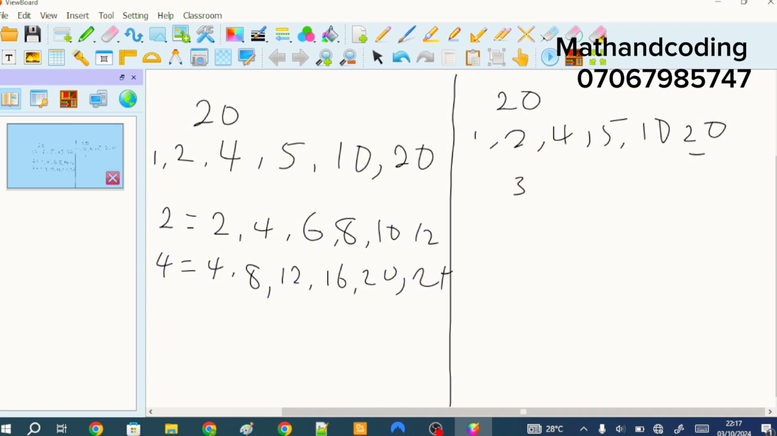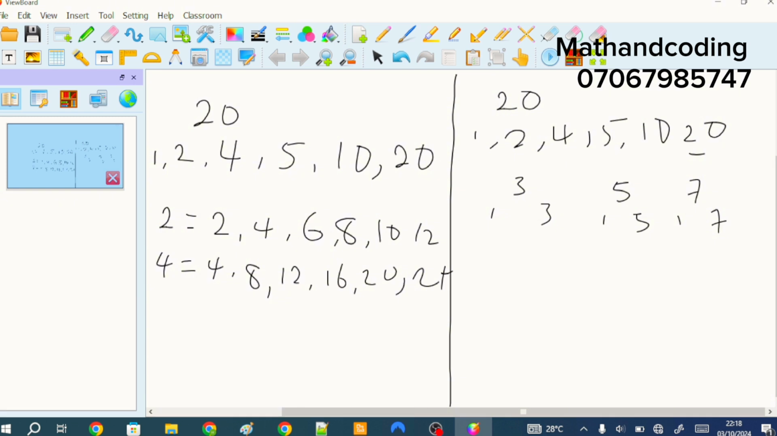However, there are some numbers that have only 2 factors. Let's look at 3. The only numbers that can divide 3 are 1 and 3. A number like 5, the only numbers that can divide 5 are 1 and 5. The only numbers that can divide 7 are 1 and 7. So these kinds of numbers that have only 2 factors are called prime numbers.